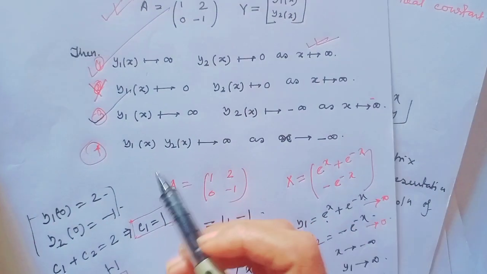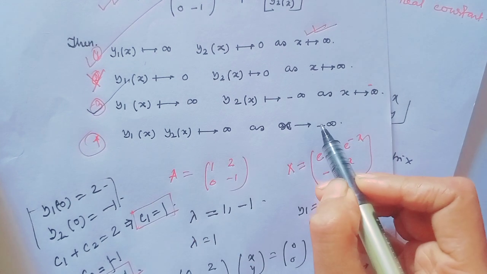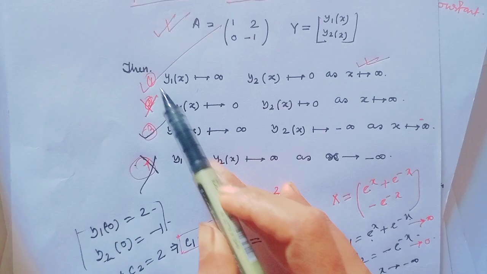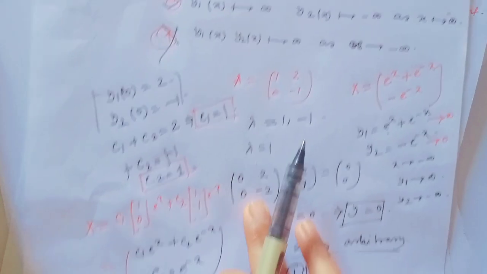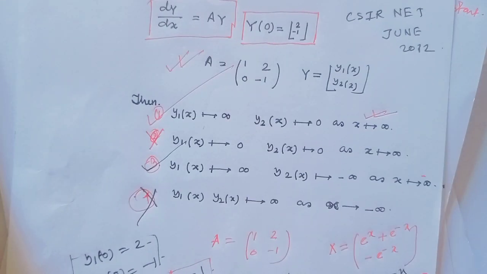This is the right option. And here, given y1, y2 both tend to infinity when x tends to minus infinity, this is the wrong option. So option 1 and option 3, these are the right options. I hope all my viewers have understood this type of question. This type of question is actually very easy, just conceptual.